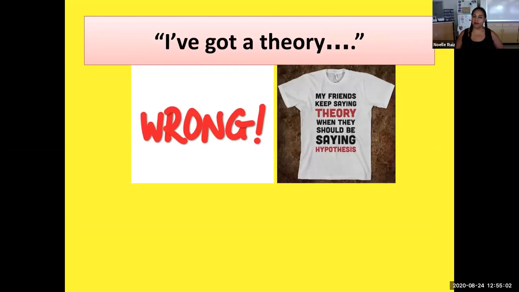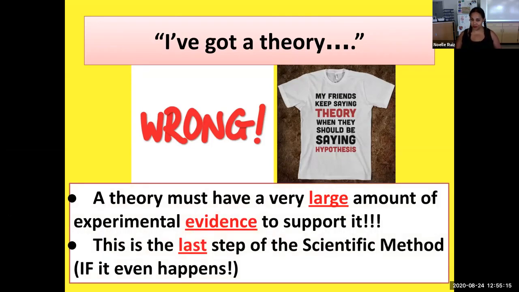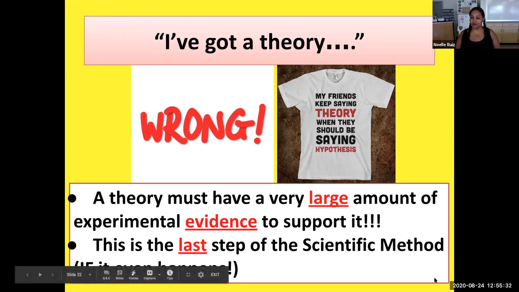So, like we said, I've got a theory. This is actually wrong. Scientists don't say I've got a theory. This is how people use it in everyday language, but this isn't actually how the word is supposed to be used. A theory must have a very large amount of experimental evidence to support it. When you're just guessing at something, you have a hypothesis. The theory is the last step of the scientific method, if it even happens. It does not happen very often.